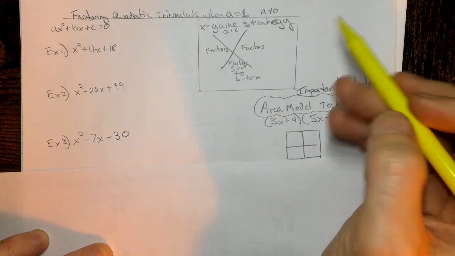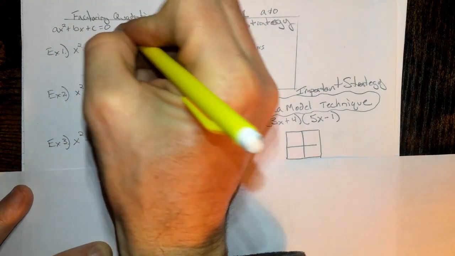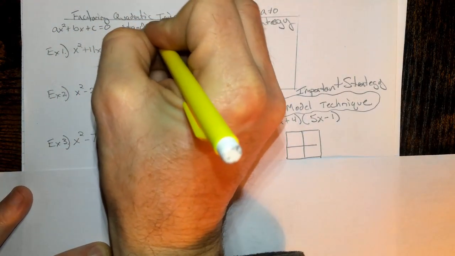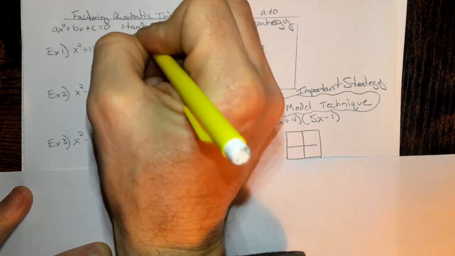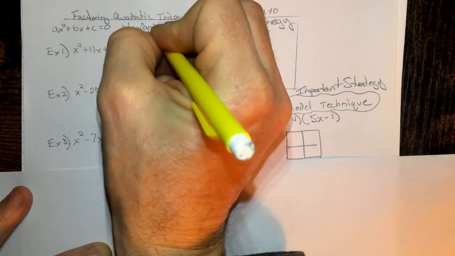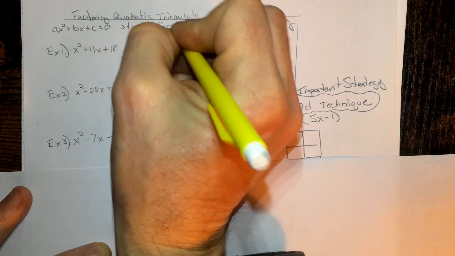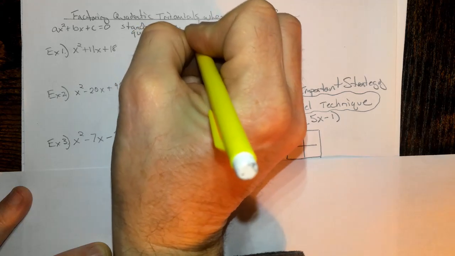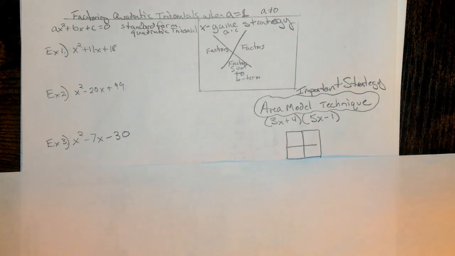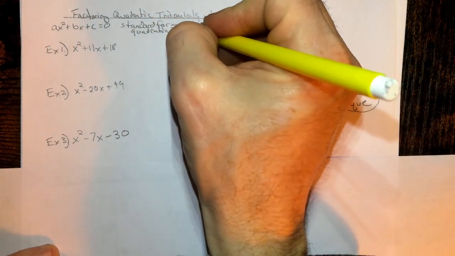So we're going to look at this structure here, and this is standard form, so you need to know what the standard form of a quadratic trinomial is. Now, that's important for just recognizing some pieces.